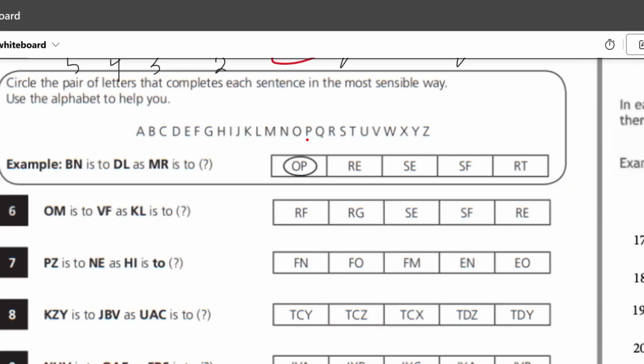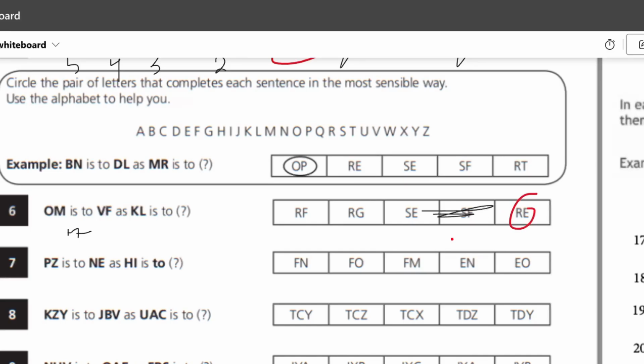O to B is 1, 2, 3, 4, 5, 6, 7. We plus 7, which means K plus 7 is going to be 1, 2, 3, 4, 5, 6, 7. We start off with R, so we can cross these out. And then M to F is 1, 2, 3, 4, 5, 6, 7, minus 7. So L minus 7 is 1, 2, 3, 4, 5, 6, 7. We get E. So the answer is going to be RE.